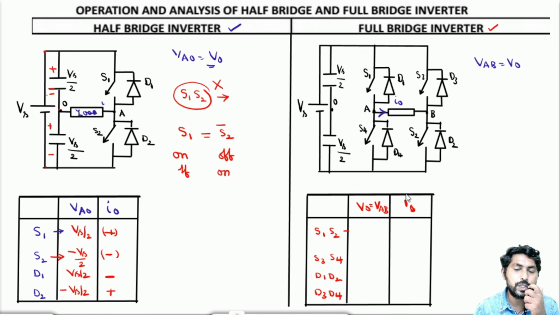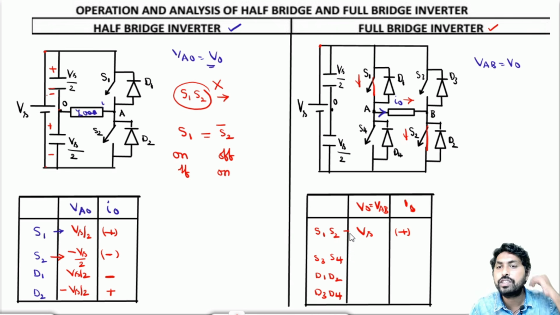What happens when S1 and S2 are in on condition? The output voltage is equal to Vs, because positive is connected to the A and negative is connected to the B. So Vs. The current direction will be in this direction. The assumed current direction and actual direction are the same, so it will be positive. When S3 and S4 are in on condition, the output voltage is equal to minus Vs, and the current direction is also negative.